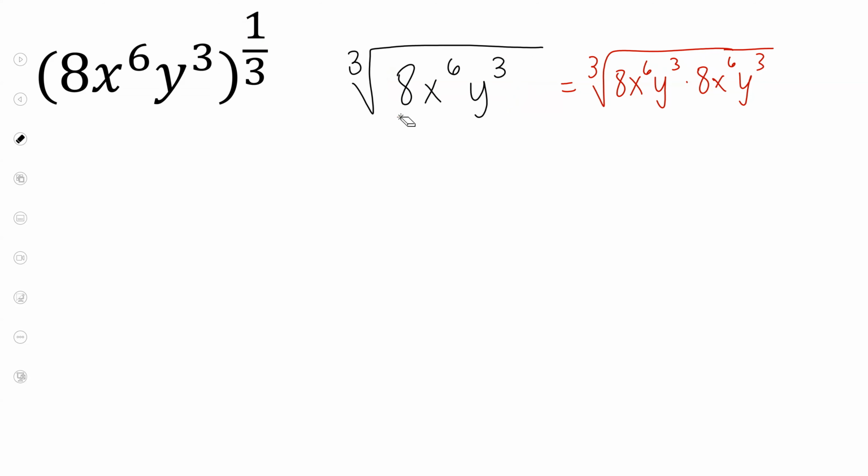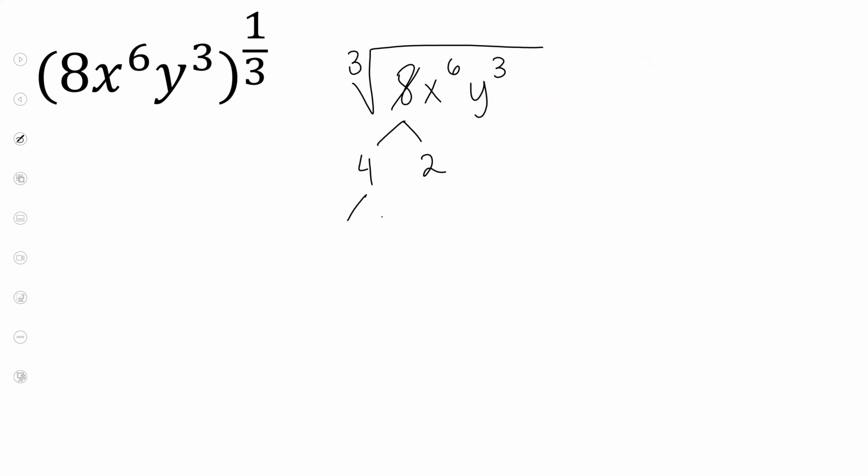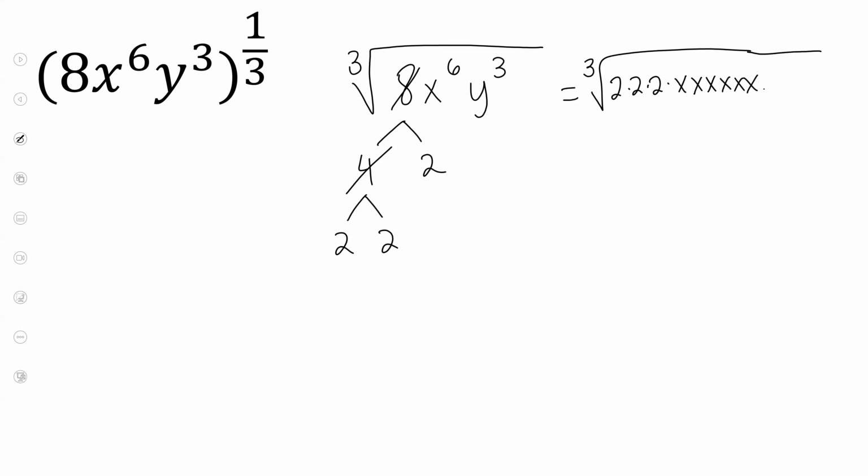Okay, so this is what we have. Let's start simplifying this. I need 2 numbers that give me 8. Yep, 4 times 2 is 8. Let's break down the 4. 2 times 2 will give you 4. Okay, so let's rewrite this. I want groups of 3. So I have 2 times 2 times 2. How many x's? 6. 1, 2, 3, 4, 5, 6. How many y's? 3 y's. We're looking for groups of 3.